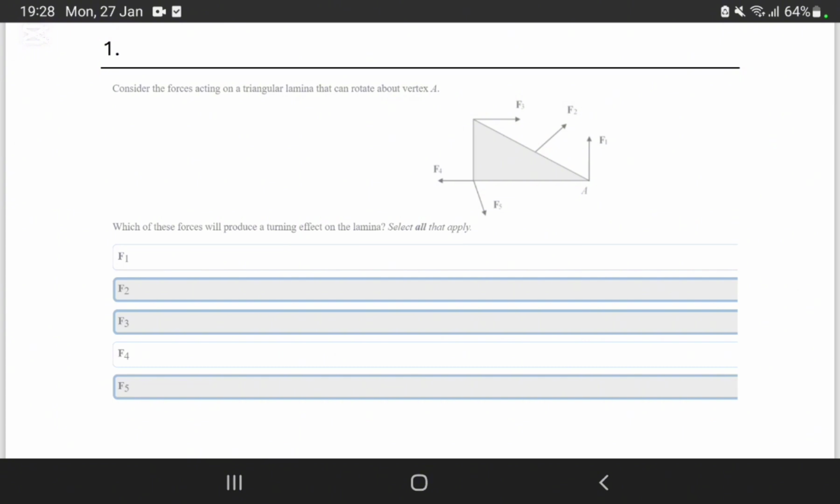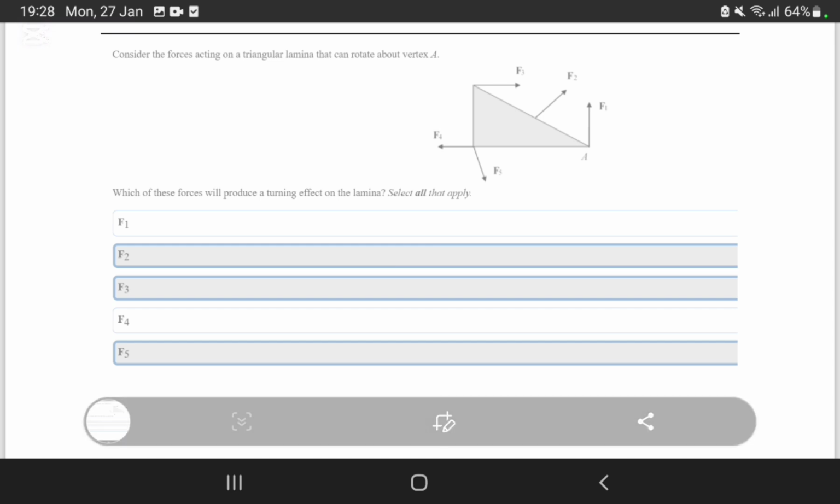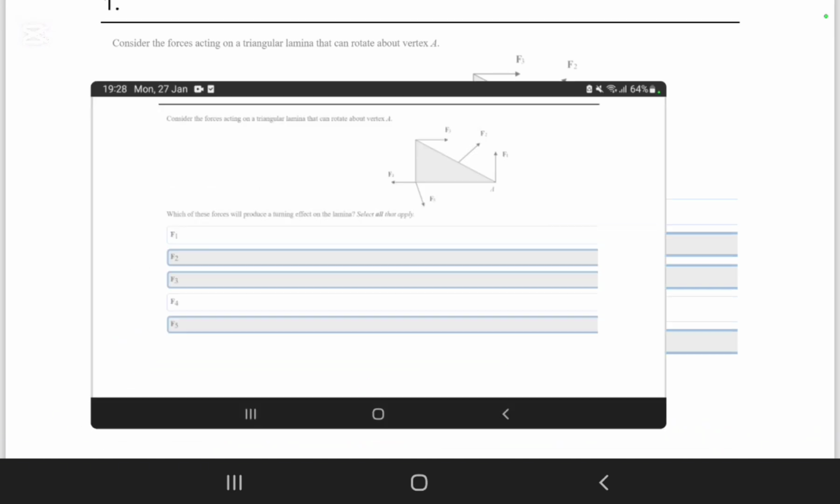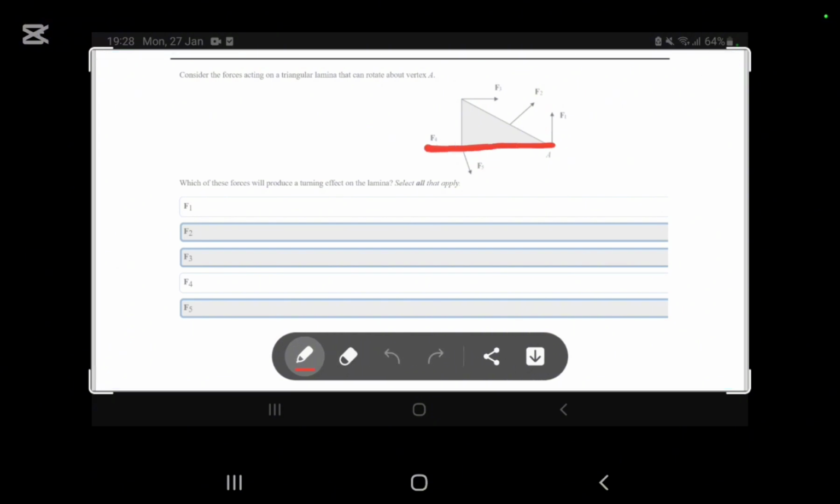Consider the forces acting on a triangular lamina that can rotate about the vertex A. Which of these forces will produce a turning effect on the lamina? For this question, we know that all of the forces that are in the same line as A, like here or here, don't have a turning force. So neither F1 nor F4 have a turning force. So it's only F5, F2 and F3.